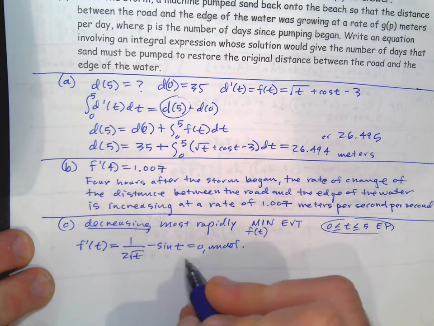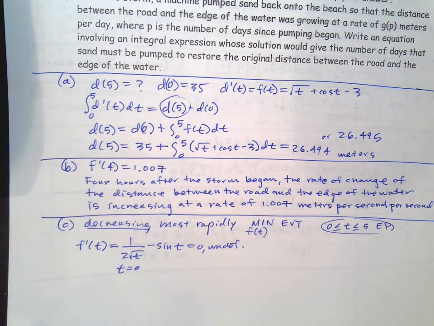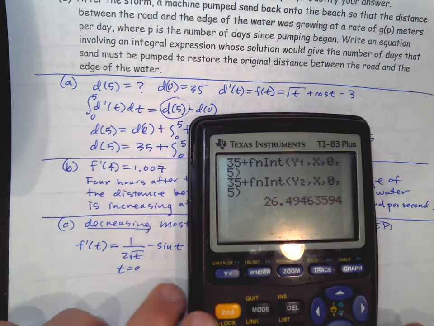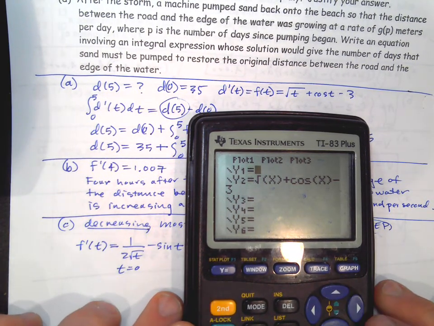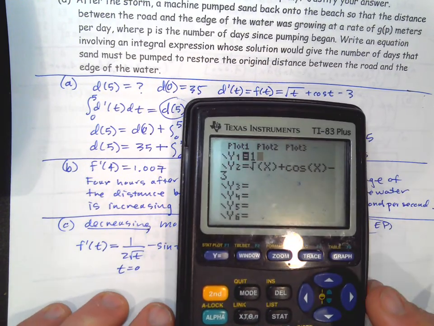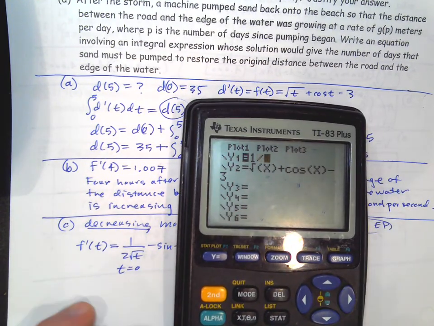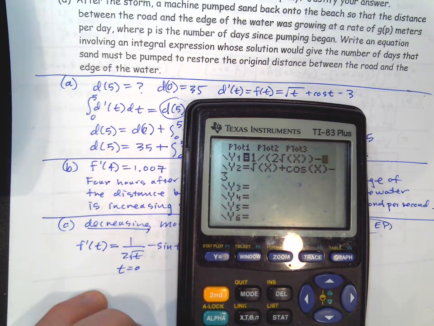And for sure, undefined is going to happen when t equals 0. And then on our calculator, we could solve the other part. So I'm going to turn this guy off, and I'm going to graph this equation and find its x-intercepts. That'll give us divided by parentheses 2 square root x, close, minus sine x.